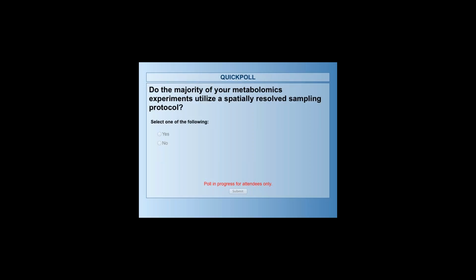Okay, we've got about 70% participation. All right, we'll go to the next question. Where can we see the results? We'll do that at the end. Okay, sounds great. Do the majority of your metabolomics experiments utilize a temporally resolved sampling protocol? Okay, about 70% participation. We'll go a few more seconds. 3, 2, 1, done.